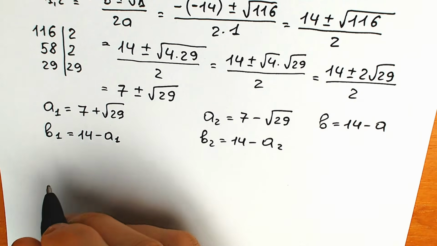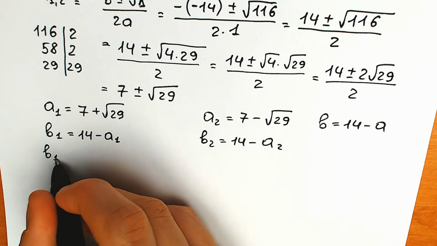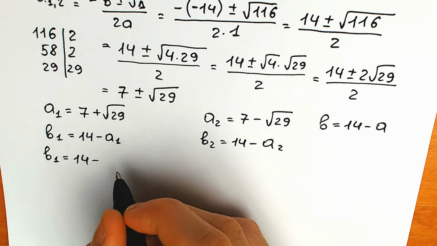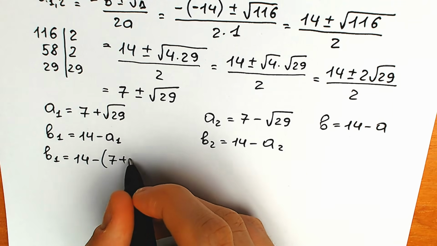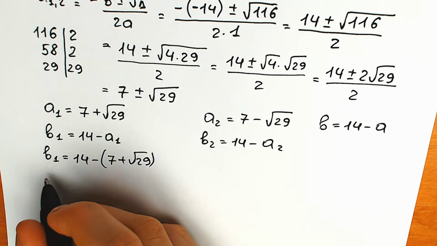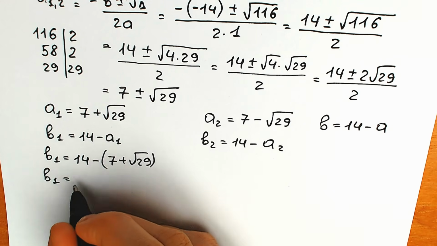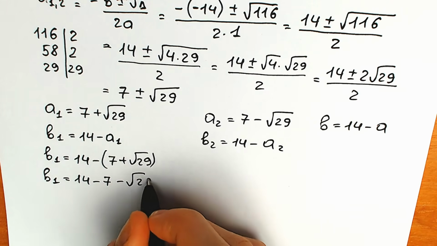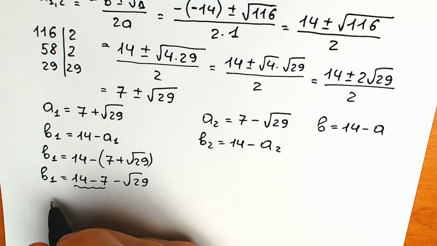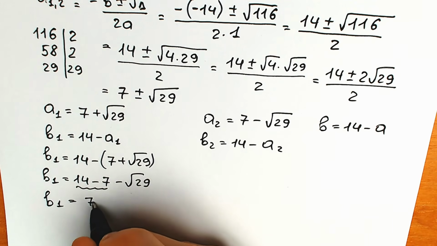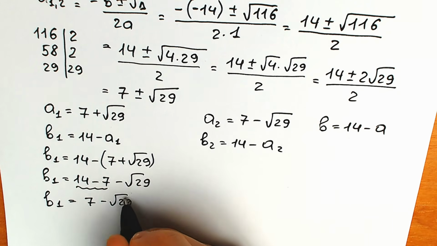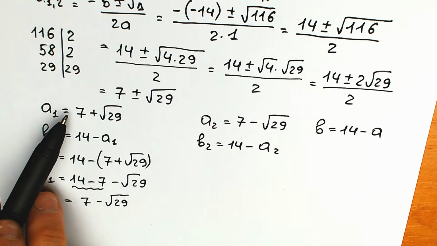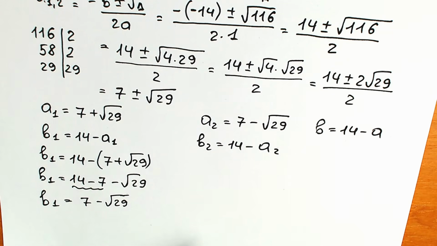And right now let's plug in everything. So b first equal to 14 minus a first, so 14 minus (7 plus square root of 29). From here we have b first equal to 14 minus 7 and minus square root of 29. So basically we have absolutely the same answer in terms of coefficients: 7 minus square root of 29. We have a symmetrical pair: 7 plus square root of 29 and 7 minus square root of 29.